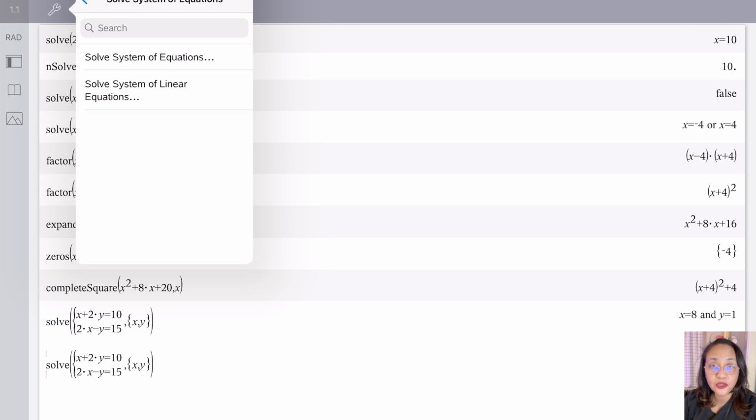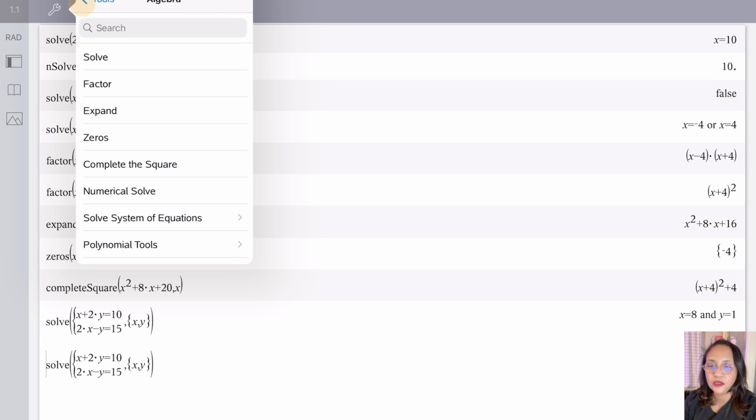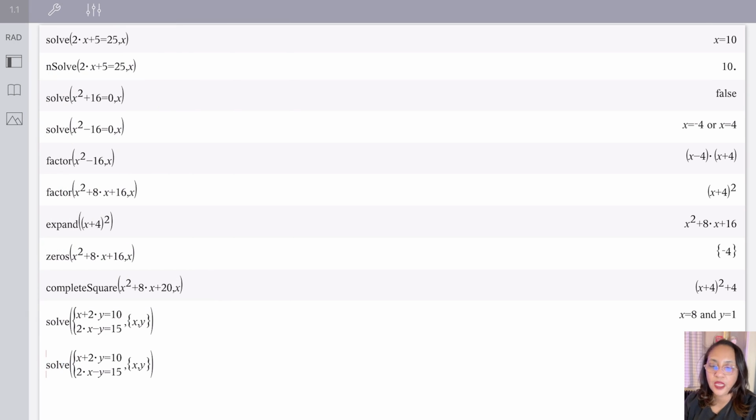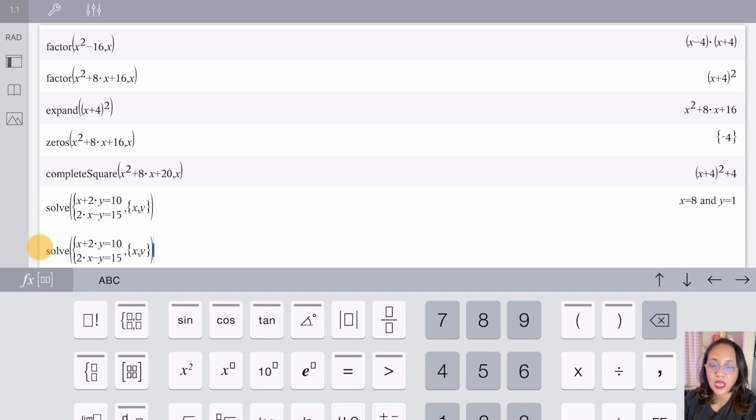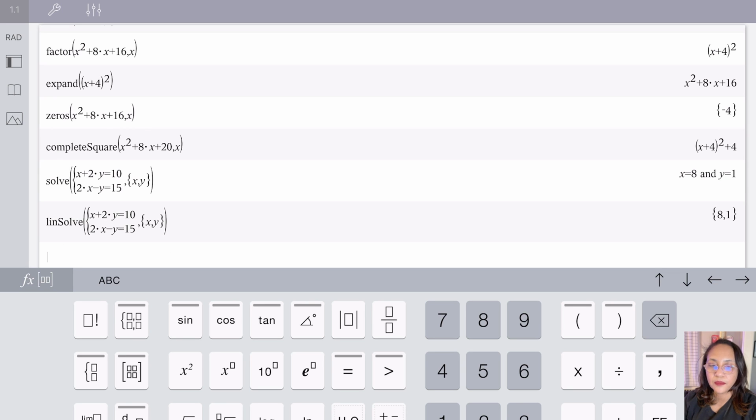And similar to numerical solve, you can find this in the menu as well, but I'm just going to type LIN in front of solve. So I copied the equation down, and I'm just going to type LIN in front of it. And when you hit enter, there you go.